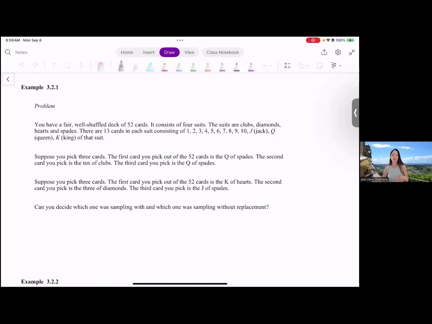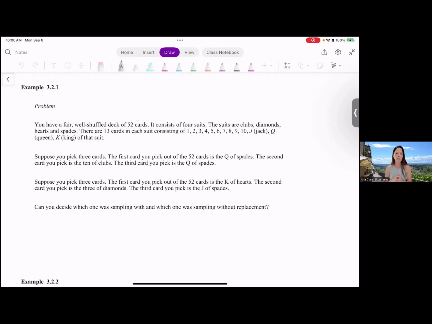For the second option, you pick 3 cards. The first card you pick is the King of Hearts. Then you pick the 3 of Diamonds, and then you pick the Jack of Spades. Now, because of the wording of the question that says which one is sampling with and which one is sampling without, we know that this one has to be the other option, that this is sampling without replacement. So the first one was sampling with replacement, the second one was sampling without.